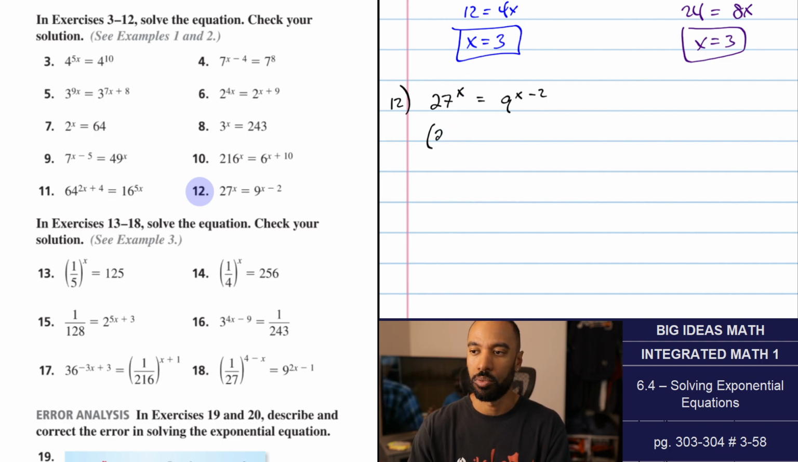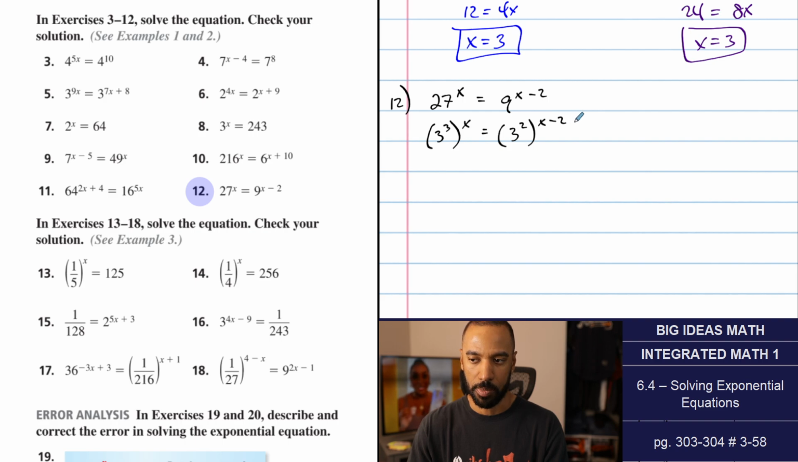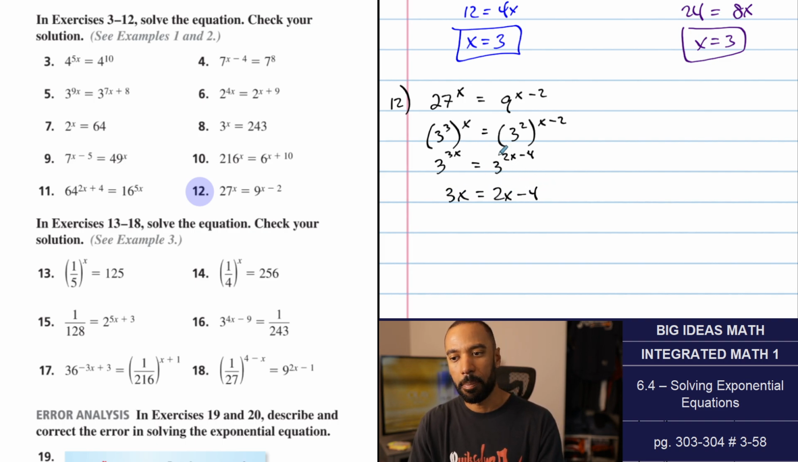27 can be 3 cubed, and 9 can be 3 squared. So 3 cubed to the x, and 3 squared to the x minus 2. 3 times x goes here. 2 distributes into these. 2x minus 4. So 3x equals 2x minus 4. And try not to skip any steps.